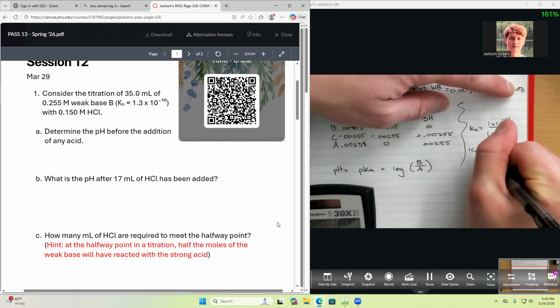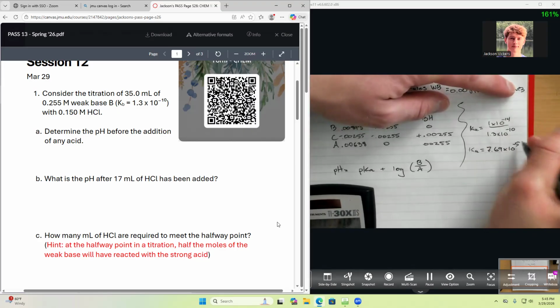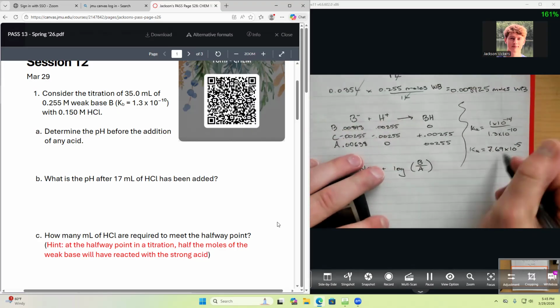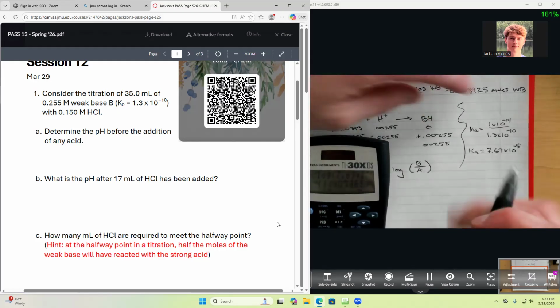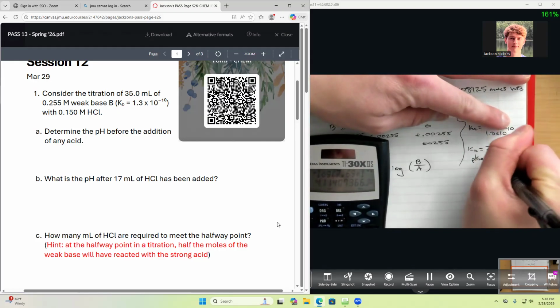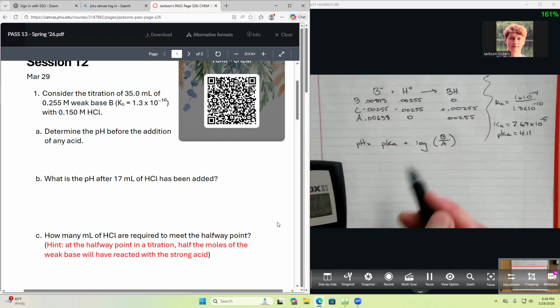So I get a Ka value of 7.69 times 10 to the minus 5. So then the pKa will be the negative log of that. So that's going to be a pKa of 4.11. Now we have everything we need over here to find the pH.